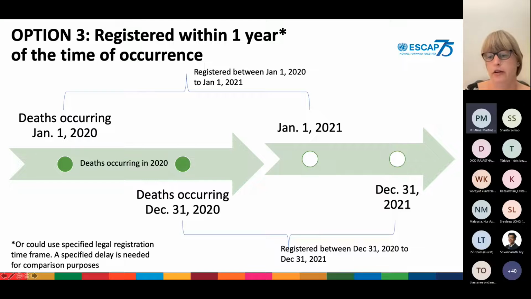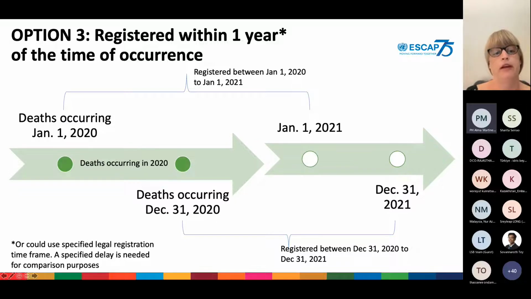And so here's our third option, and this is what we will be going with in the workshop. We'll look at, say, registered within 1 year and the time of occurrence. You could do this for any point in time if you have certain legal registration timeframes, be it 30 days or 7 days or whatever it is. 1 year is just a nice, easily understandable metric, and a lot of countries do use it, so it makes it easy to do international comparisons. And if you keep that metric, you can compare over time within the same country how registration is improving.